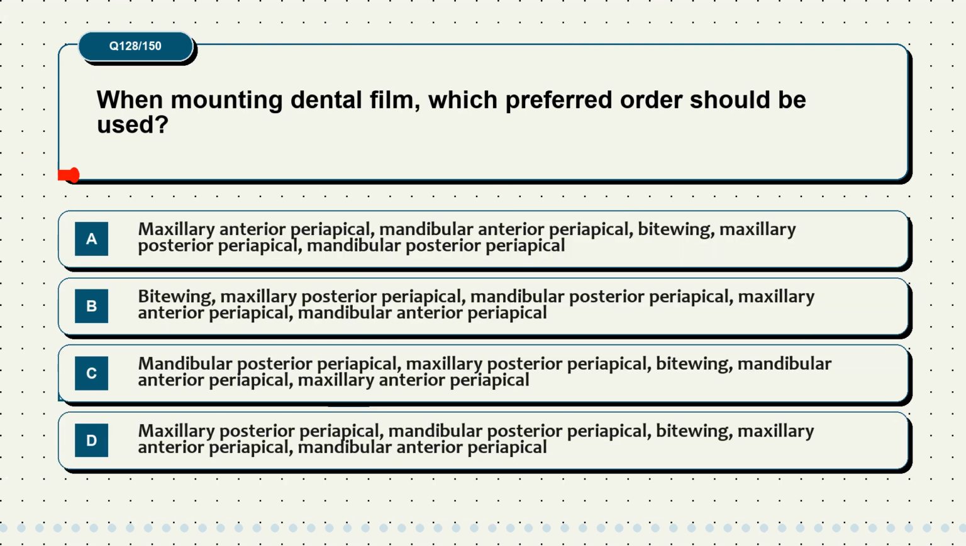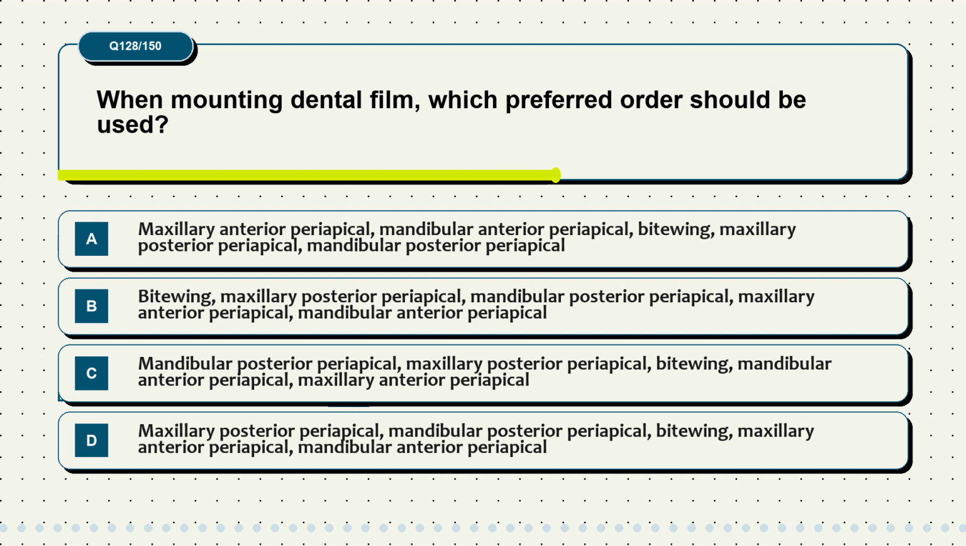Question 128. When mounting dental film, which preferred order should be used? Here are the options. Option A, maxillary anterior periapical, mandibular anterior periapical, bitewings, maxillary posterior periapical, mandibular posterior periapical. Option B, bitewings, maxillary posterior periapical, mandibular posterior periapical, maxillary anterior periapical, mandibular anterior periapical.